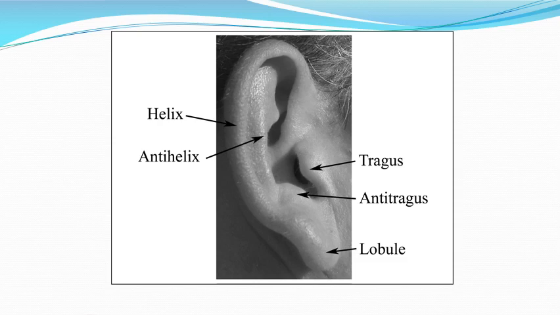Here's just the outer portion of the ear and some of the structures involved within the outer portion of the ear. So just some anatomy. Looking at that, you have the helix, the antihelix, the tragus, the antitragus, and the earlobe.